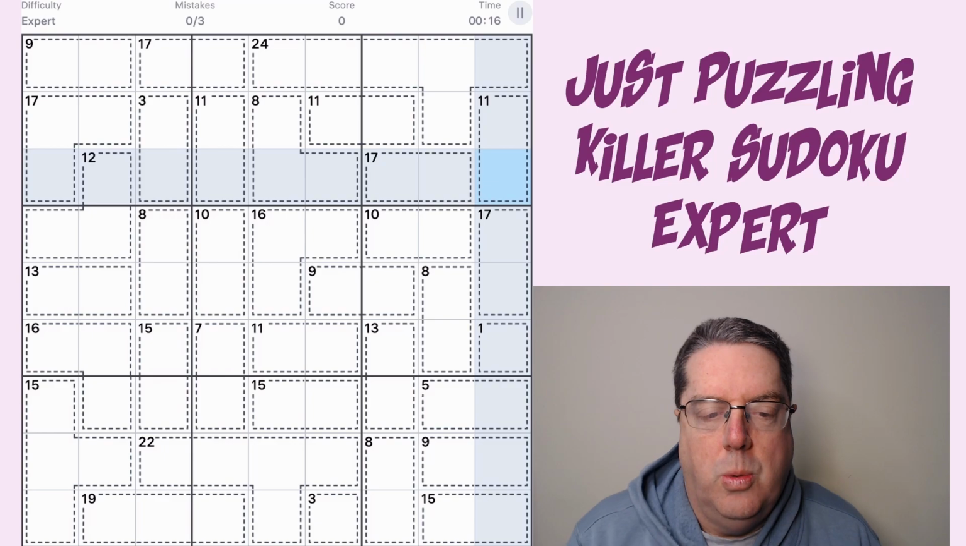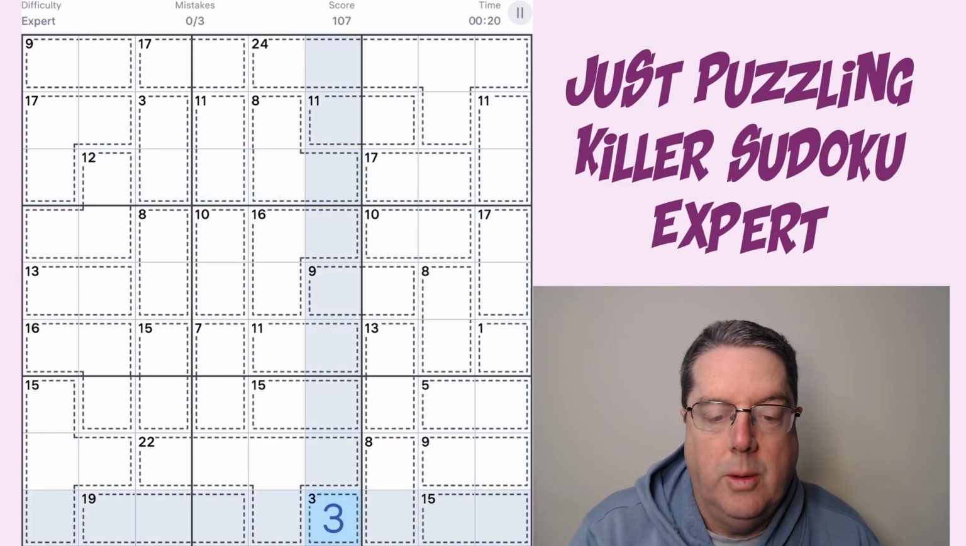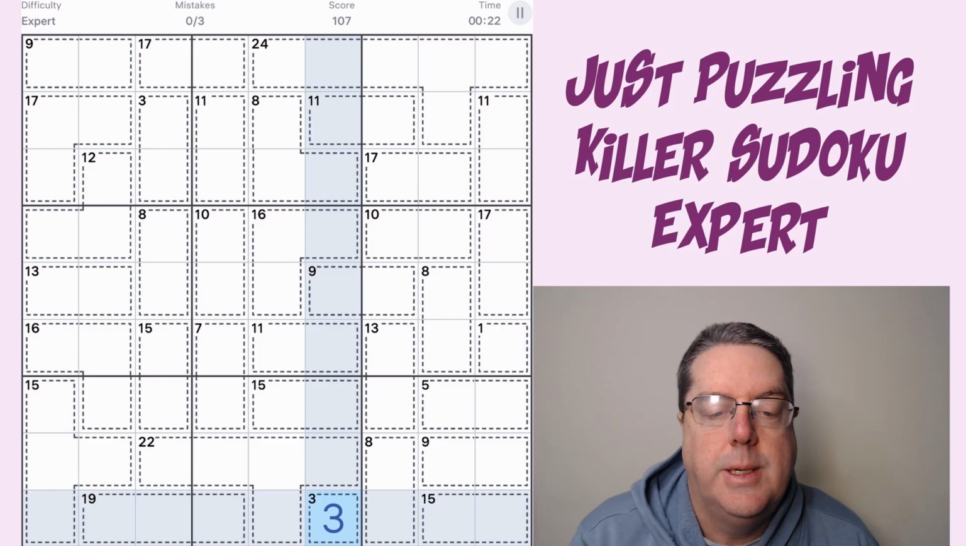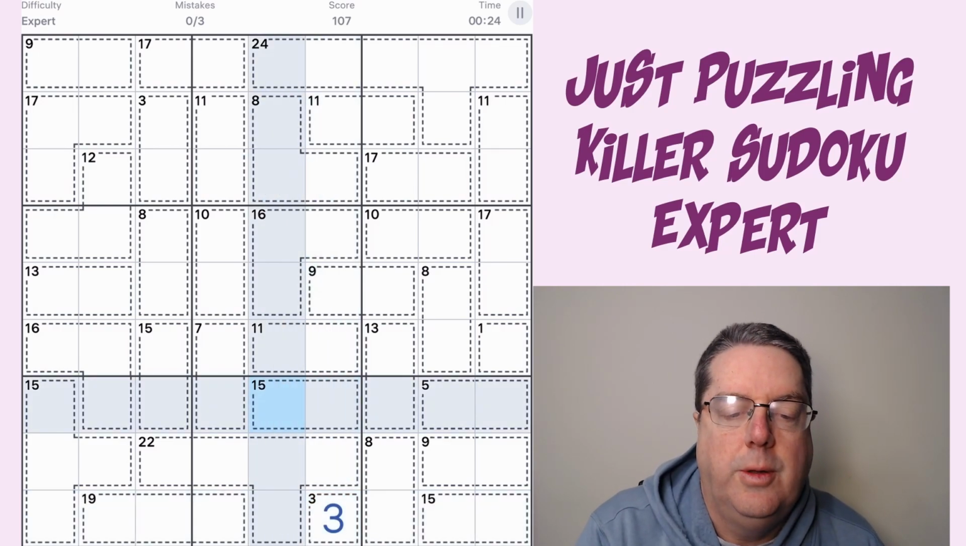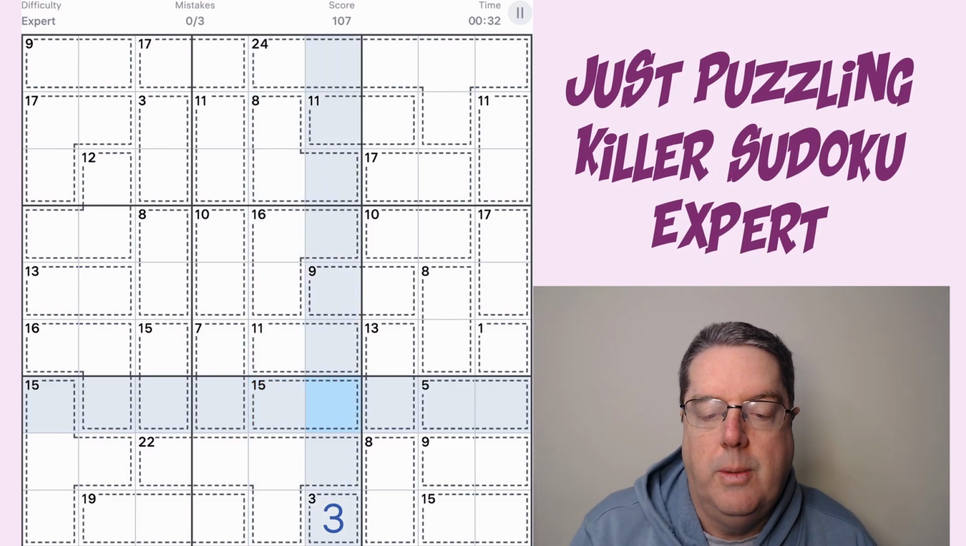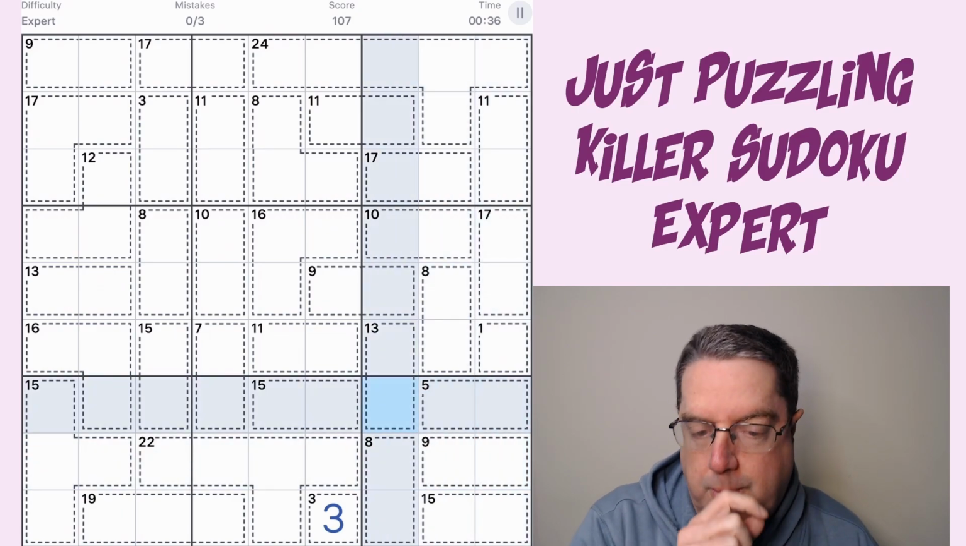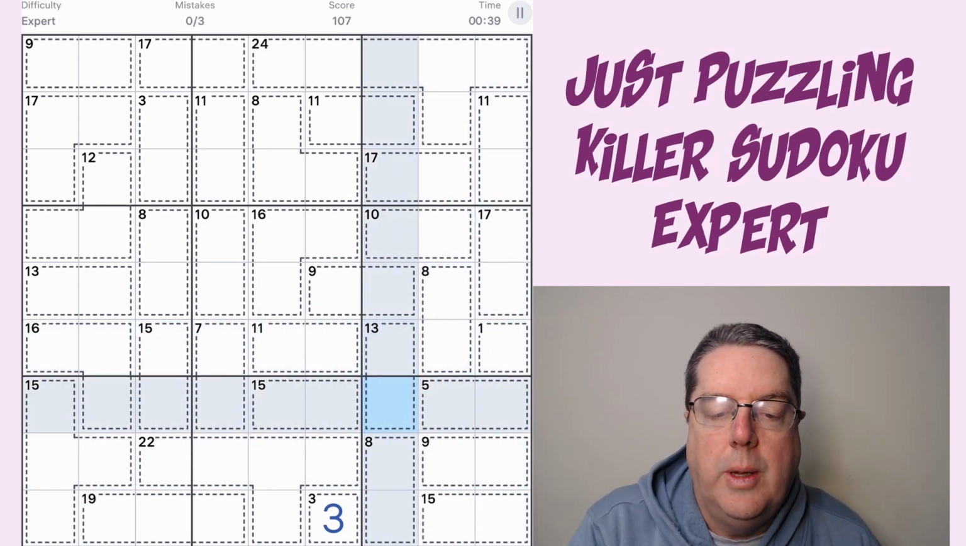Alright, so basically we can put that 3 there because that's the only cell in that cage. Got a 15 here, so this is either going to be a 6 and 9 or an 8 and 7. So there we go. What we have here is what I call the free cell. So in this cage, it goes over one line, from one box to another.